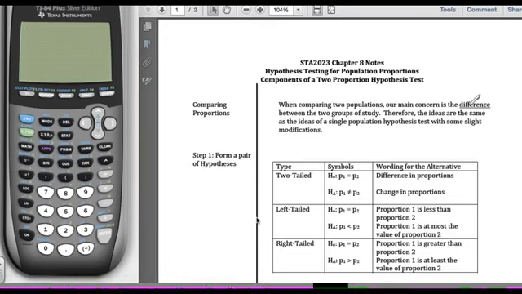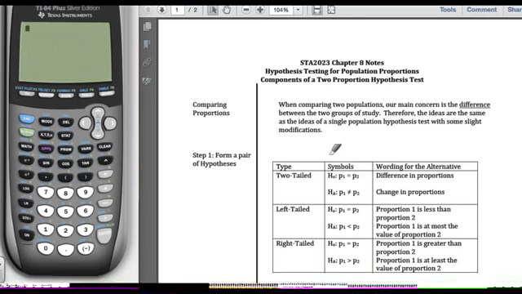Up next in Chapter 8, we're going to look at the components of a two-proportion hypothesis test. There are still 4 steps, and they follow the same outline. There are just a few key differences. We're going to be comparing 2 populations here.